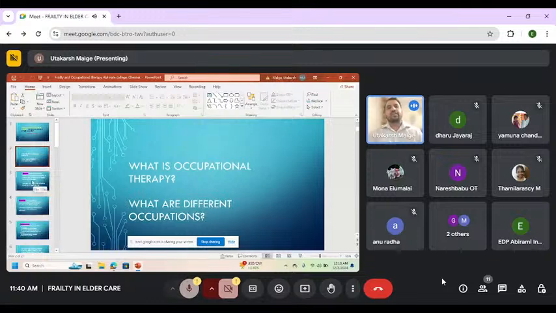Now let's talk a little bit about frailty. But before going to frailty, all the students, everyone attending, everybody has their own definition for occupational therapy or occupation.